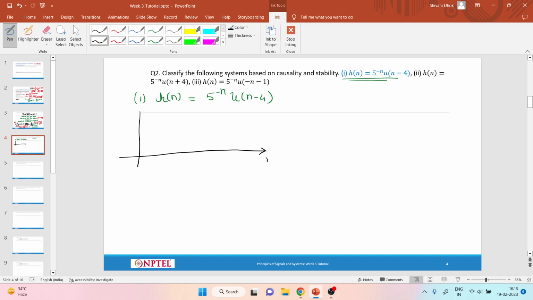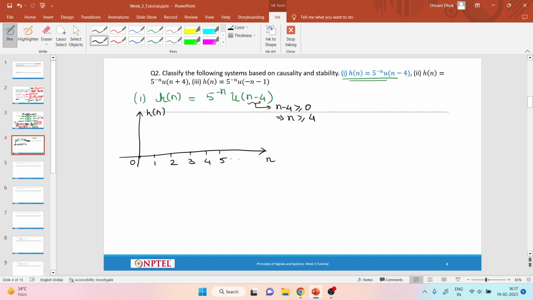So this is my n axis, this is my h of n. Now this u of n minus 4 is basically starting from n equal to 4. So this is 0, 1, 2, 3, 4 and so on. So this u will be giving me value 1 when this argument n minus 4 is greater than or equal to 0, which means that it is non-zero only when my n is greater than or equal to 4. That is, it will start from this point.